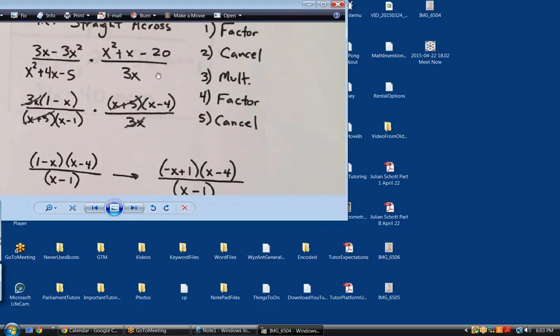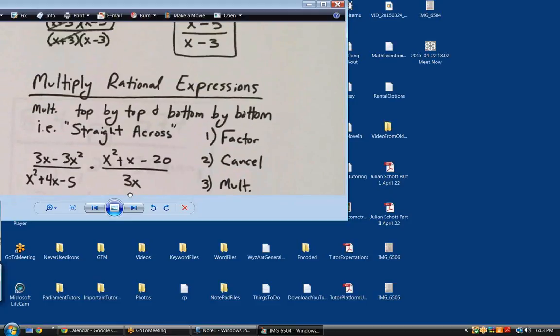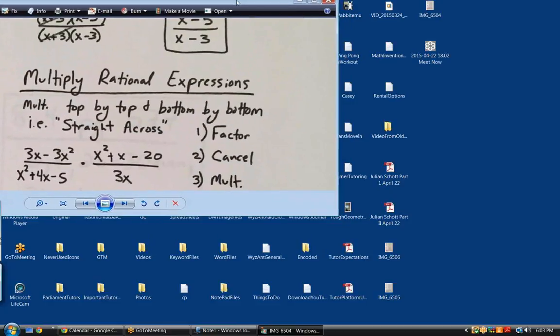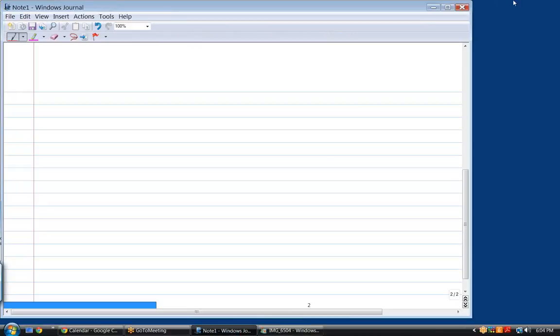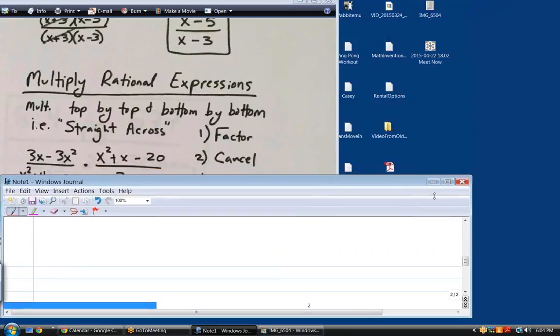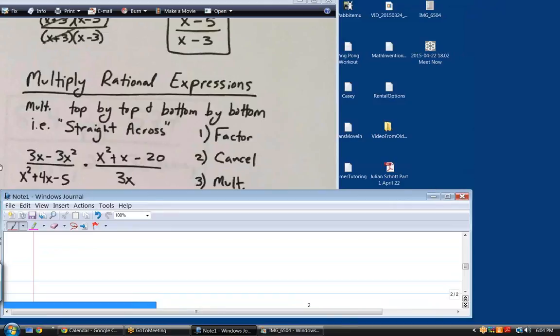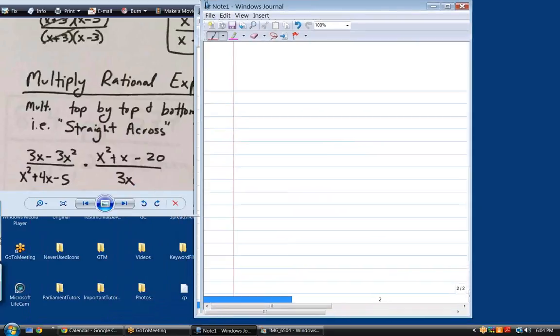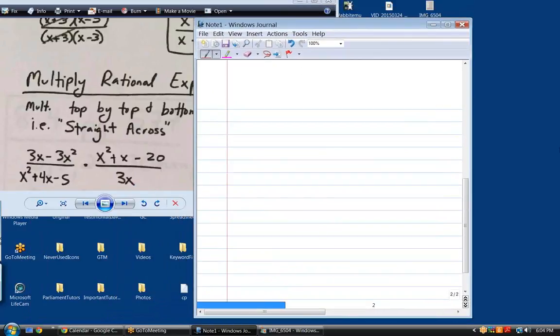Multiplying rational expressions is the same thing. You're going to factor wherever you can factor and cancel wherever you can cancel. So tell me how to factor the top left. The top left numerator factors how? Just take them one at a time and do whatever factoring you can do.